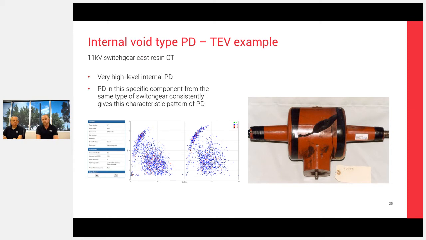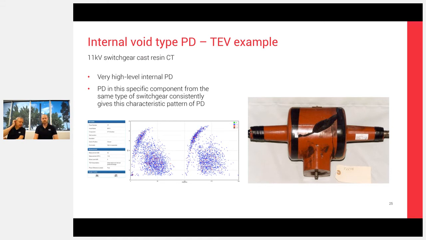And the cast resin was poured into the mold, and they left an air bubble in there, or multiple air bubbles. It doesn't really matter. But what tends to happen is they give out big TEV signals, and internal void type TEV signals, and you will see what the pattern looks like on the left there. They give out very high level TEV signals, and that's just a bit of a case study on that.